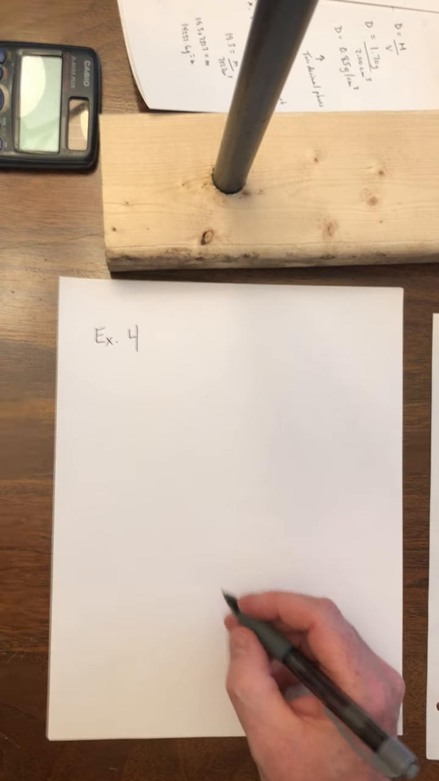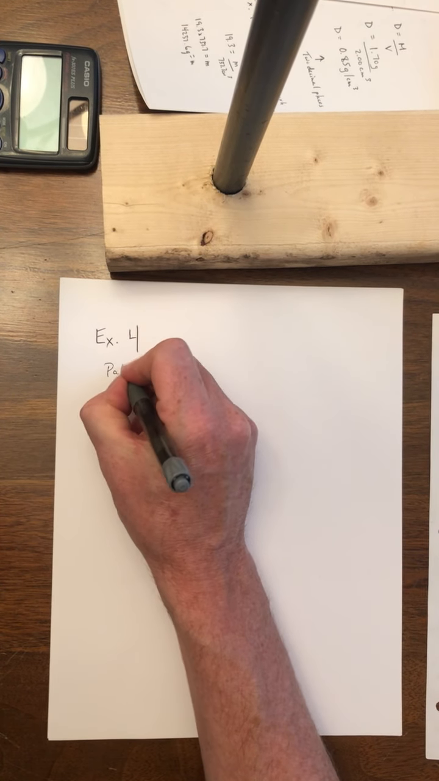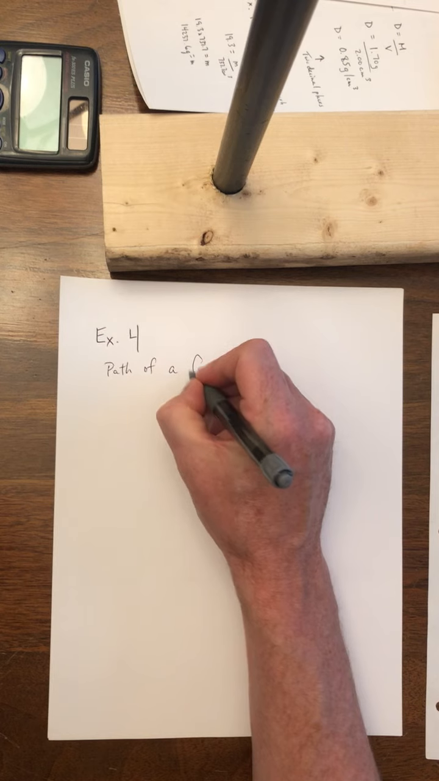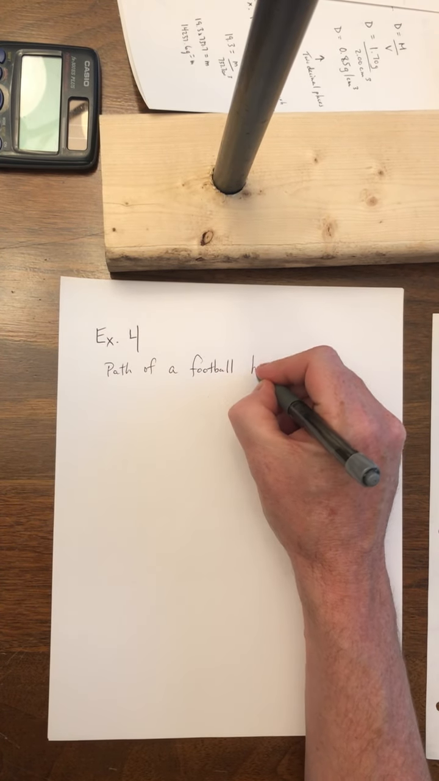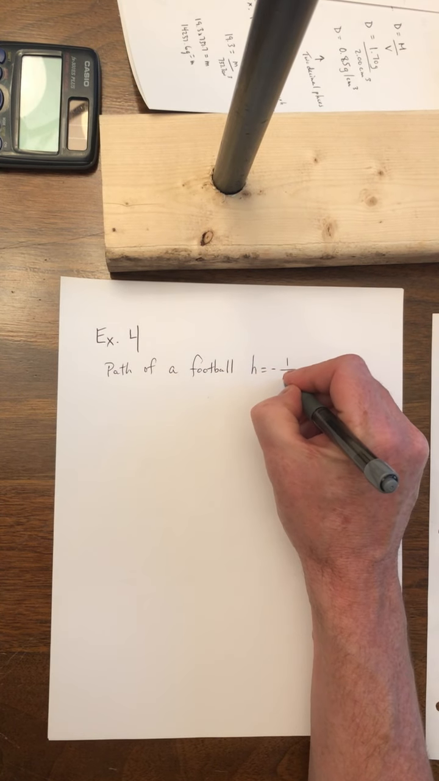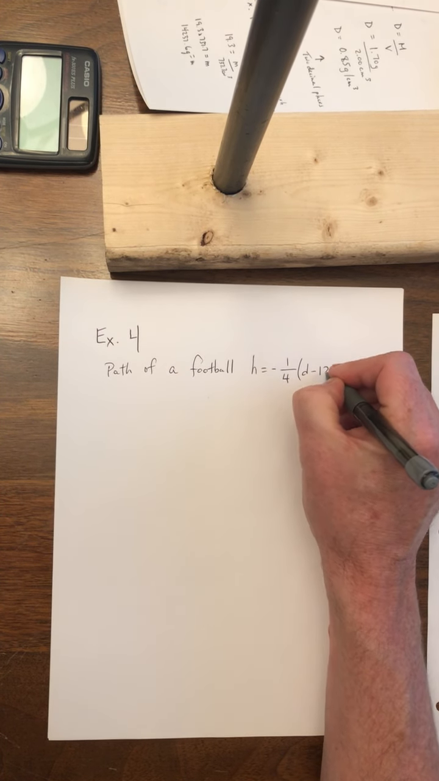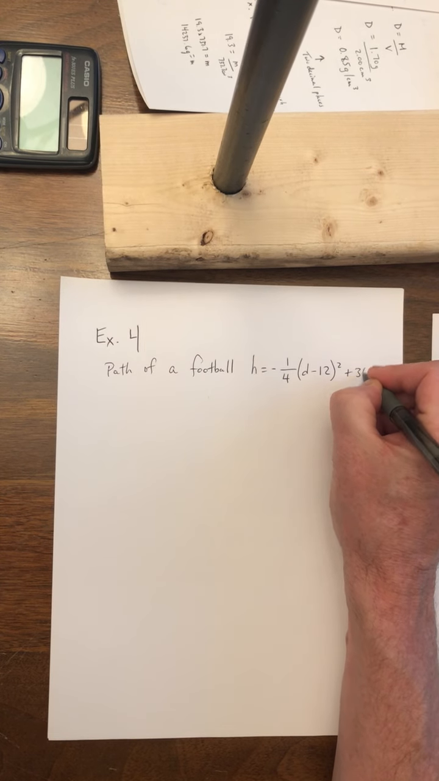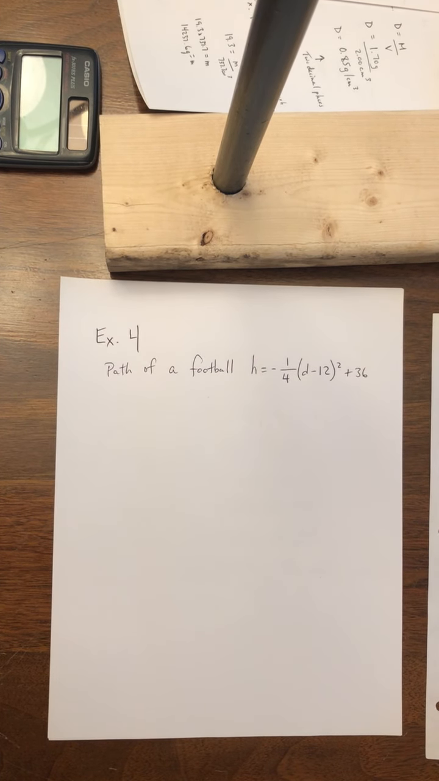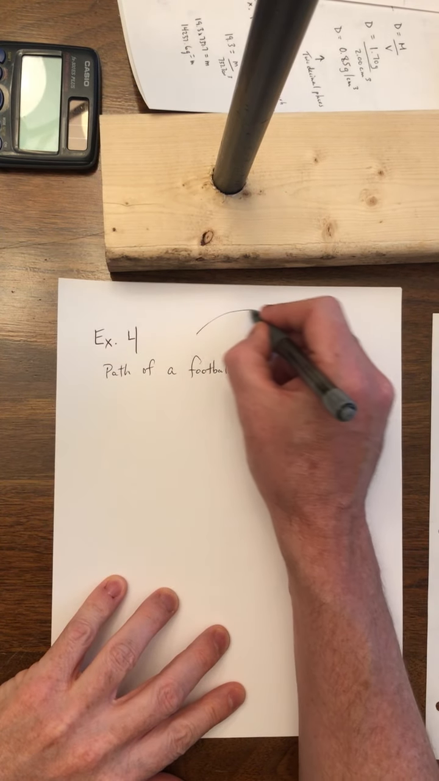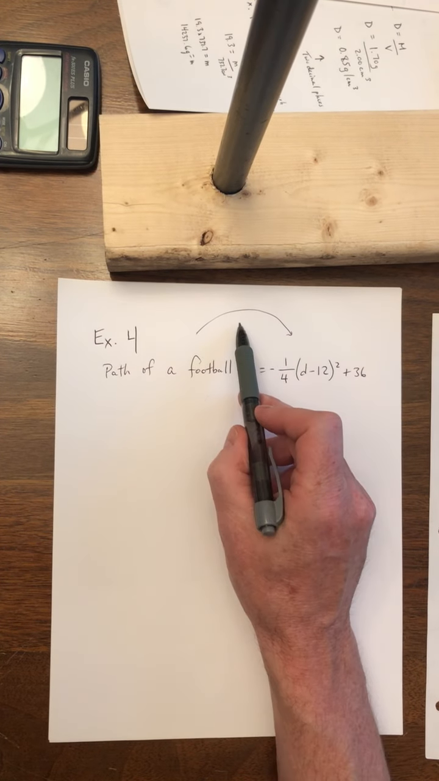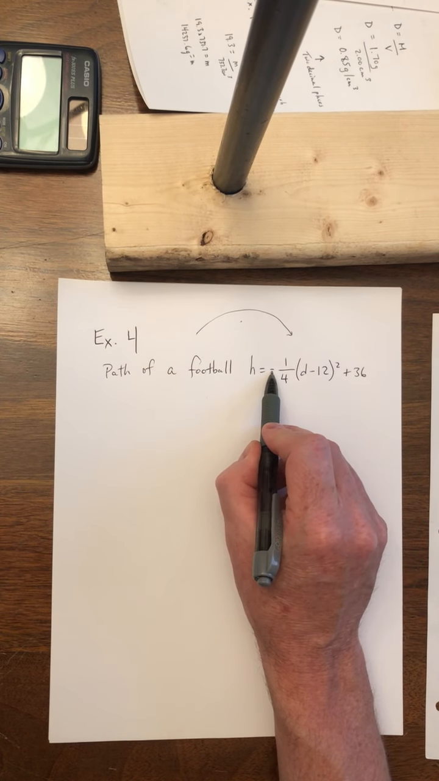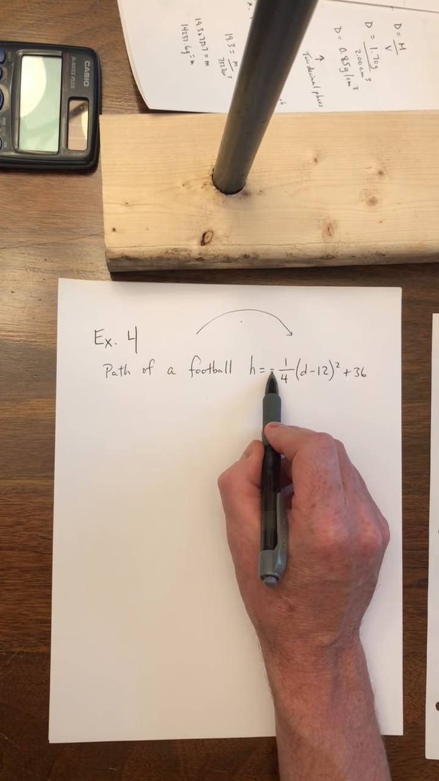So example 4. We have a path of a football, and it's modeled by the equation: the height is equal to negative 1/4 (d minus 12) squared plus 36. So right off the bat, hopefully you are beginning to see that when you throw a football, it gets thrown up in the air and eventually comes back down. That's a parabola open downwards. So I expected to see this negative 1/4.